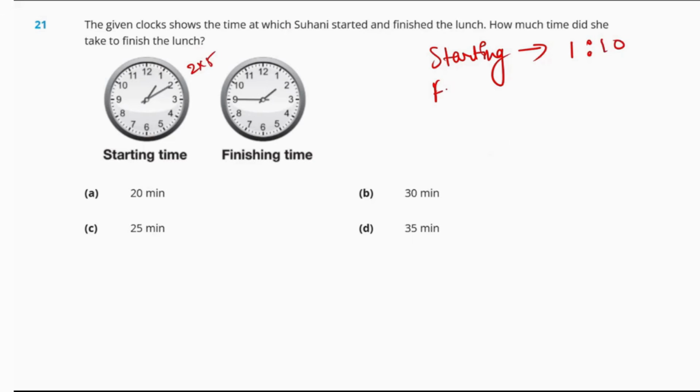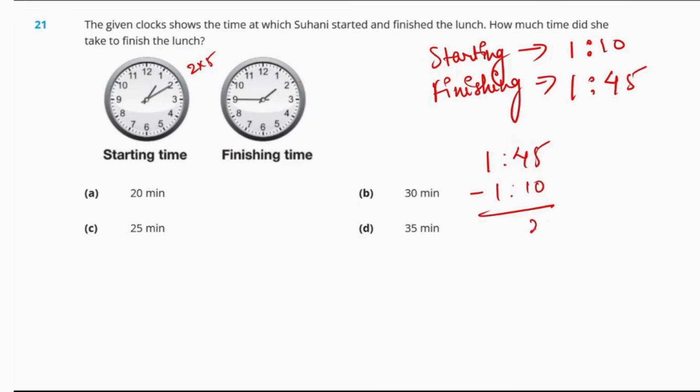And finishing time. Now talking about finishing time, where is the hour hand? The hour hand is placed between 1 and 2. So we will consider it to be 1. And the minute hand is on 9. So we will consider it to be 45, right? Because each number here shows 5 minutes. So 9 into 5 will be 45 minutes. Now, how much time did she take to finish the lunch? So to find the time duration that she took for eating her lunch, we have to find the difference, right? So 1:45 minus 1:10 will be 35 minutes, right? That gives us the answer, 35 minutes. So the right answer to this will be option D.